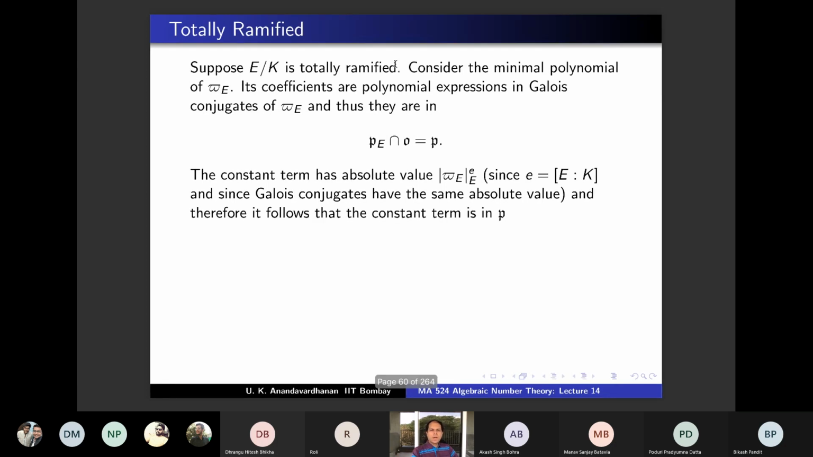And therefore it follows that the constant term is in P, but it also follows, what can you conclude from this? pi_E to the power e is actually small pi. Not small pi, meaning the uniformizing element, the generator of small p. So you have also concluded that pi_E^e has valuation 1 with respect to small p. In other words, it is not in p squared. This we already know, it's in p, but not in p squared. You agree with this? Because pi_E^e is the constant term. I mean, the constant term has absolute value the same as the absolute value of pi_E^e. So it is pi_E^e times a unit.